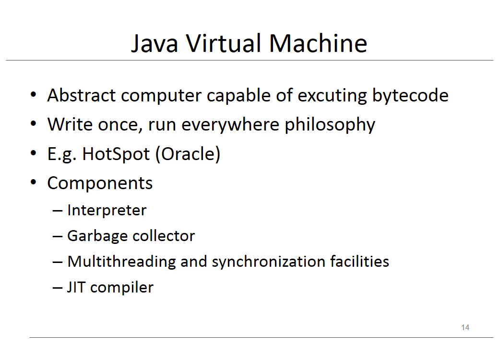The Java virtual machine can be thought of as an abstract computer capable of executing bytecode on a particular hardware and software platform. The most popular JVM is Hotspot, developed by Oracle. The interpreter is the heart of the JVM and executes the bytecode. The garbage collector cleans up unused memory. The JVM also includes facilities for multithreading and synchronization to improve the execution performance.